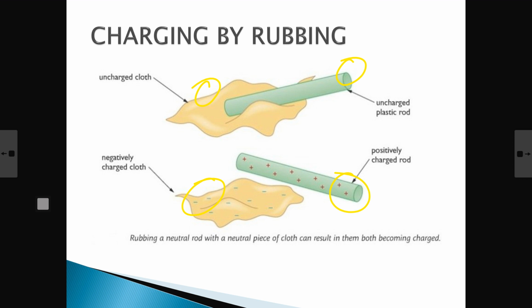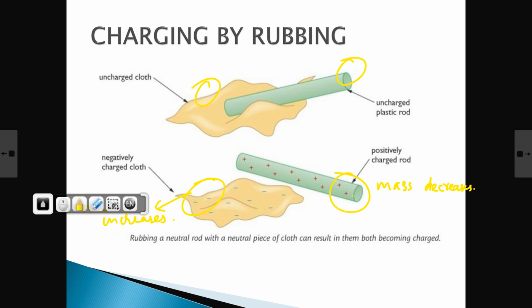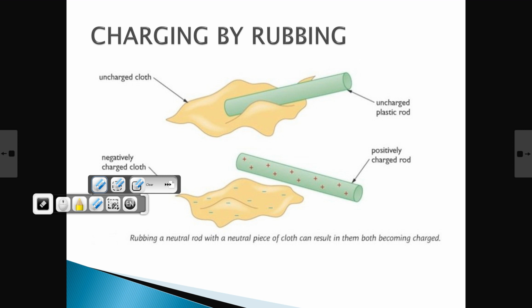Since the positively charged rod lost electrons to the cloth, its mass decreases because it lost electrons. In the case of the cloth, it gains electrons, so its mass increases. This is charging by rubbing or charging by friction.